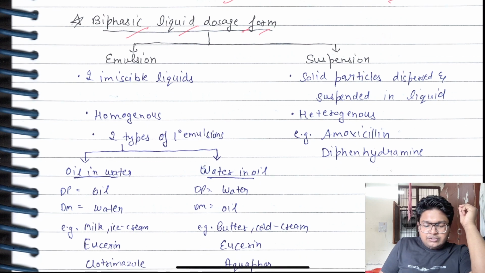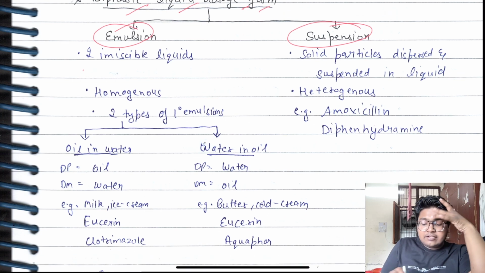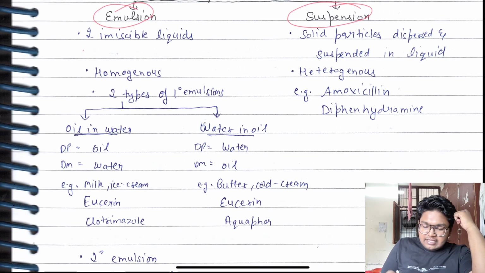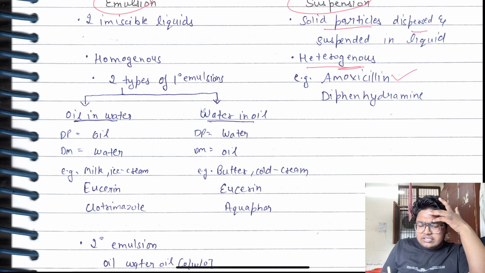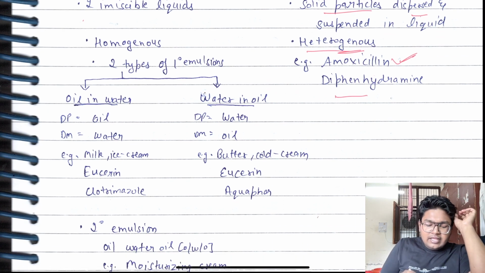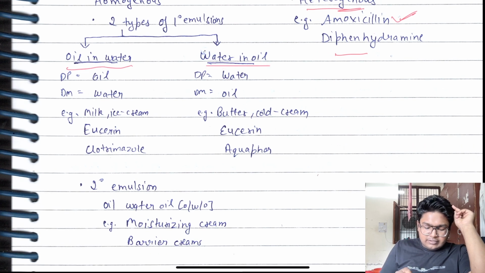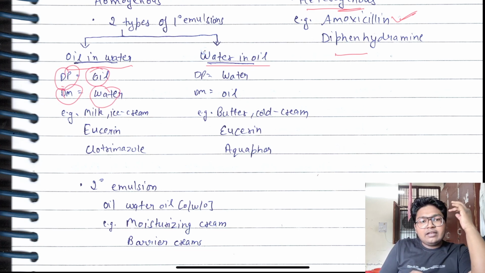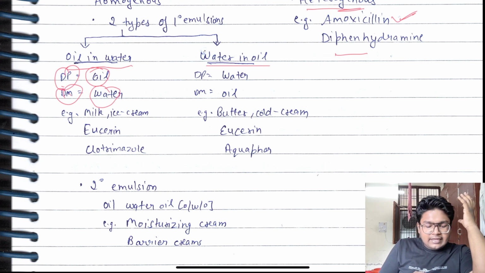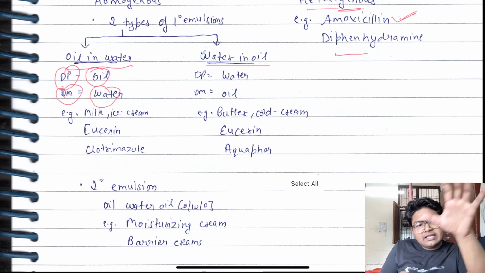Biphasic liquid dosage forms. First is emulsions and then suspensions. Biphasic means two immiscible liquids are there. Suspensions are solid particles dispersed in liquid and suspended. This is heterogeneous, like amoxicillin suspension, diphenhydramine suspension. In emulsions, we have two types: oil in water and water in oil. These are primary emulsions. In oil in water, the dispersed phase is oil and the dispersed medium is water. In water in oil, the dispersed phase is water and the dispersed medium is oil.